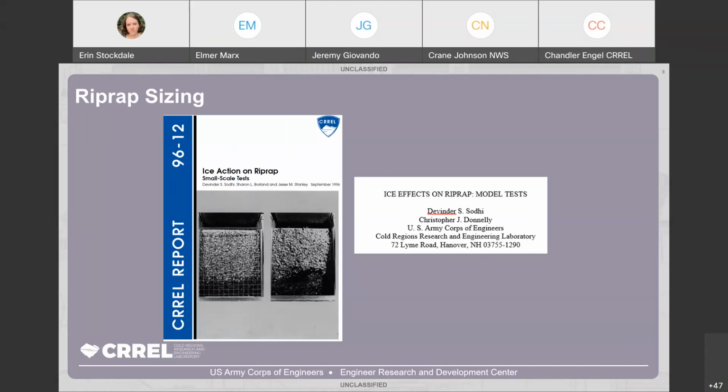But in any case, these are two foundational documents where the lab experiments were done to estimate the actual stone size that's needed to prevent ice plucking. And so these are available. I know that this 96-12 was available online. The other one, I don't know if it's actually online or not, but it's a white paper that was done by folks back in the late 90s. So we can certainly get that to you if you have questions on it.